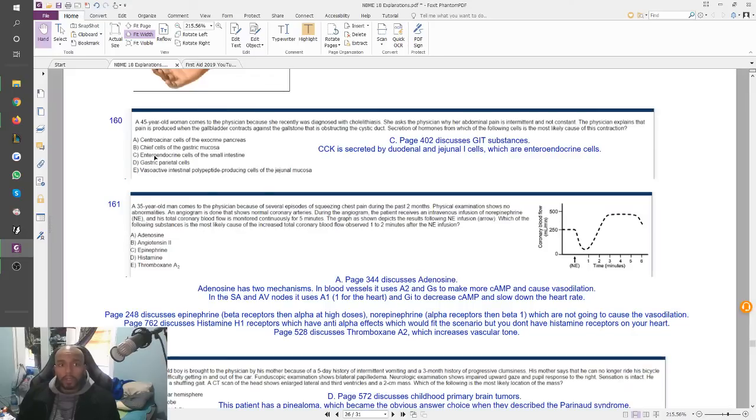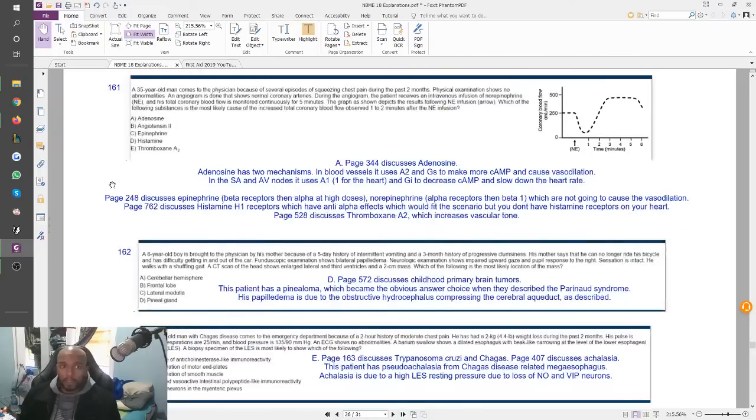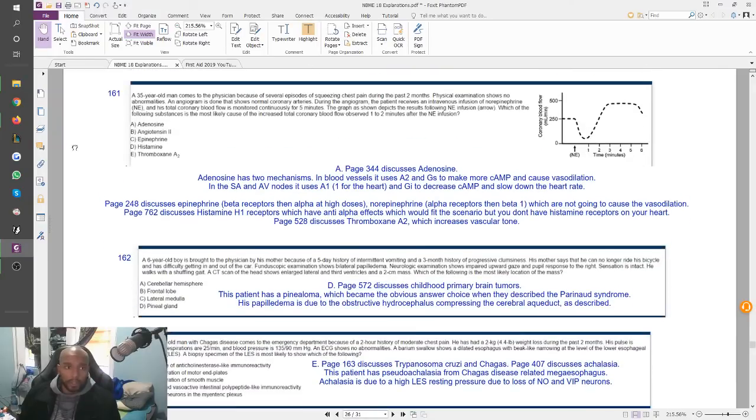Entero is anything that has to do with your intestines, your GIT, and endocrine is just endocrine, right? Releasing of hormones. So this is releasing a GIT hormone, and that fits, okay? But they don't need to do that, right? They should have just put eye cell as an answer choice and just get it on with.